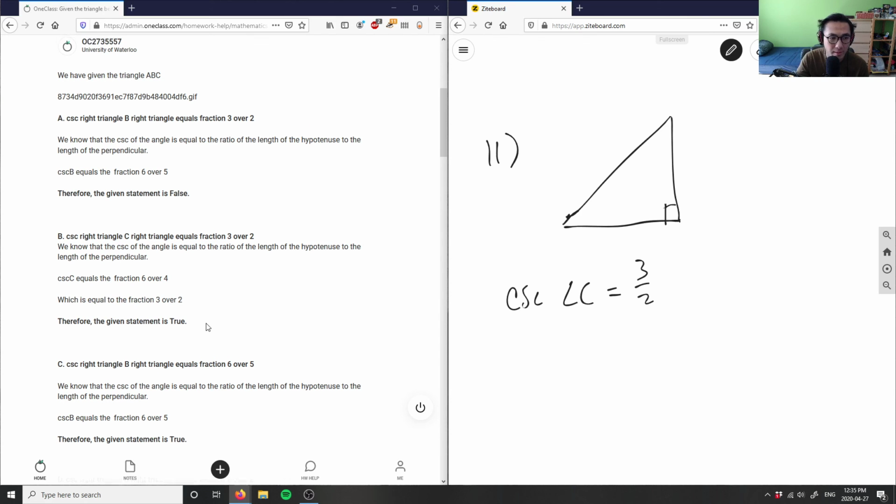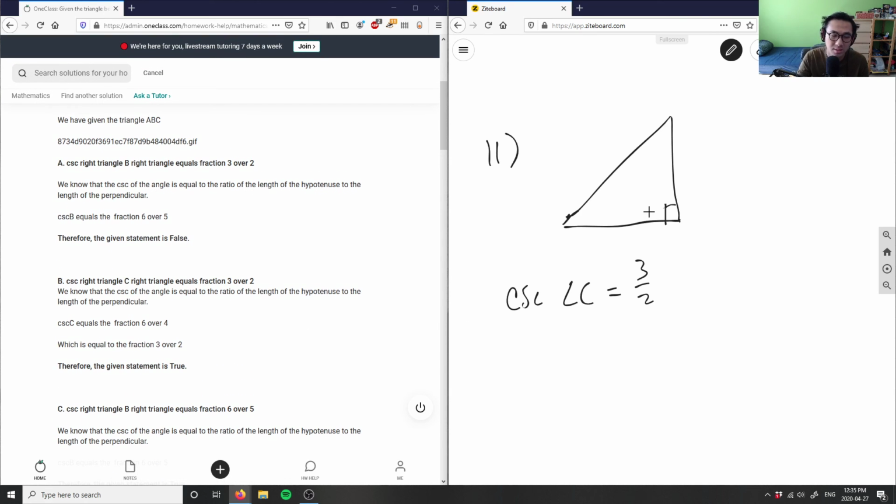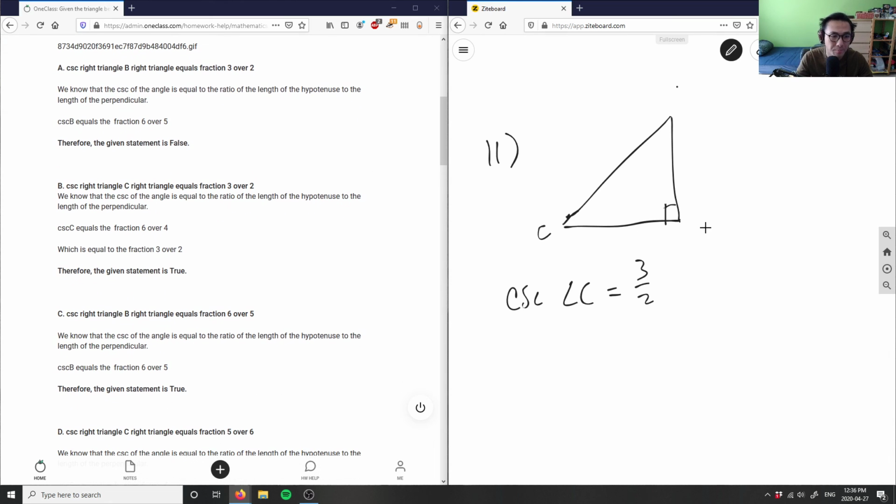So if I'm saying that, let's assume that this here is C, this here is A, this here is B here. I think actually no, B here is this guy here, and A is here. So I'm saying cosecant C equals 3 over 2, and they said it was a true statement. So based off this true statement, I'm going to see if I can redraw the triangle for you and explain this question here.